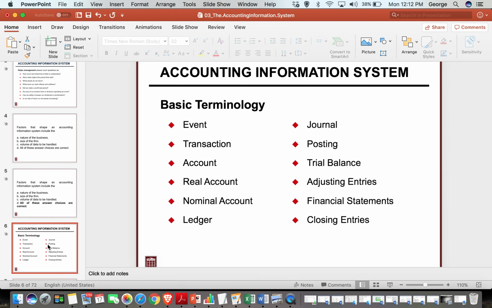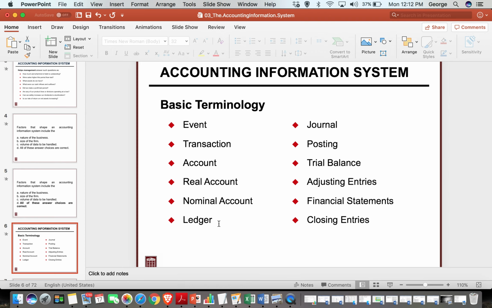Some accounts are real, some are nominal. In general, real accounts are balance sheet accounts, and nominal accounts are income statement accounts. Nominal accounts are closed at the end of the year, right? Closing entries are made for nominal accounts. The general ledger holds all of your accounts. It's going to be easier to show this, I think, as a picture, and we'll do that in a minute.